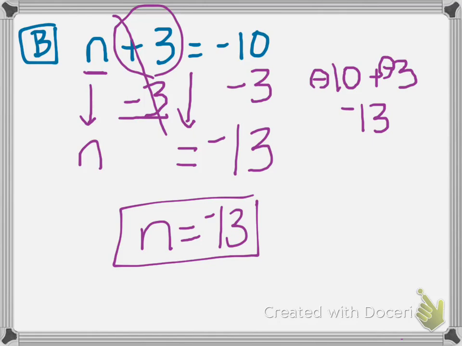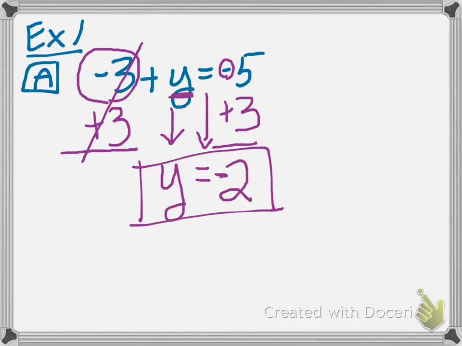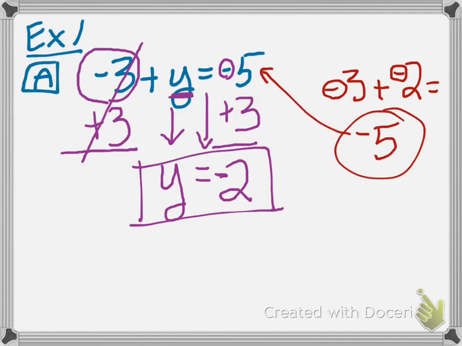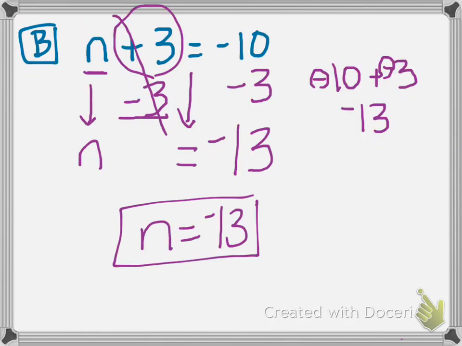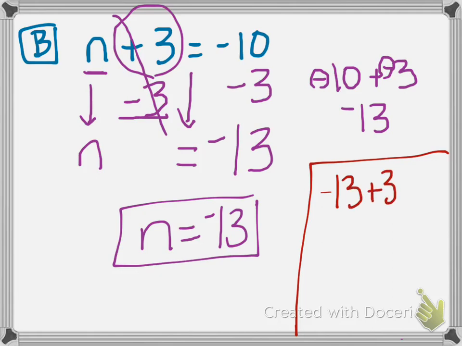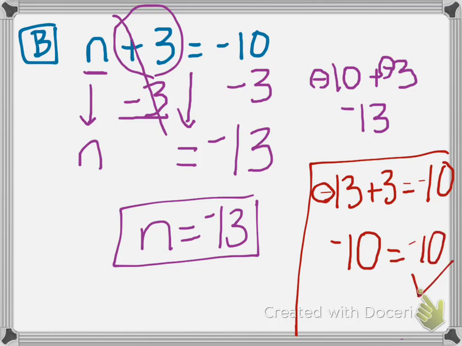Now on both of these, I should check your work to see if it makes sense. -3 plus a -2, what is that? Signs are the same. Find the sum, keep the sign. And it's right there. That's what we wanted. Let's check it over here. -13 for N plus 3 equals -10. -13 plus 3, the signs are different. Find the difference, and the sign of the bigger absolute value would be -13. So -10 equals -10. Yep, we got it right.